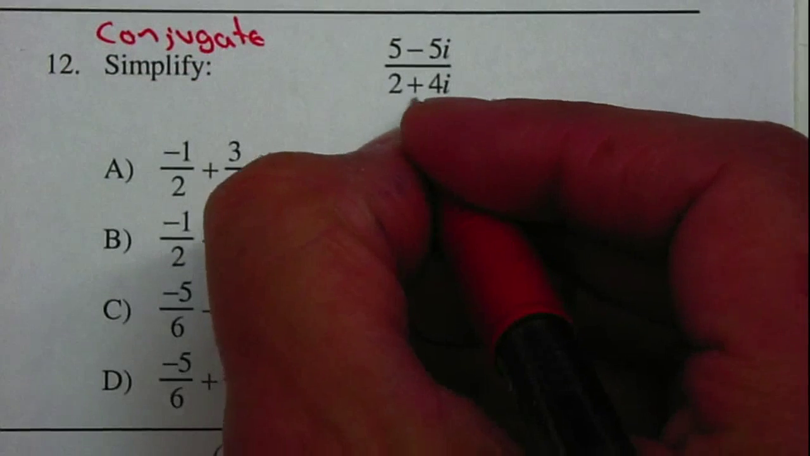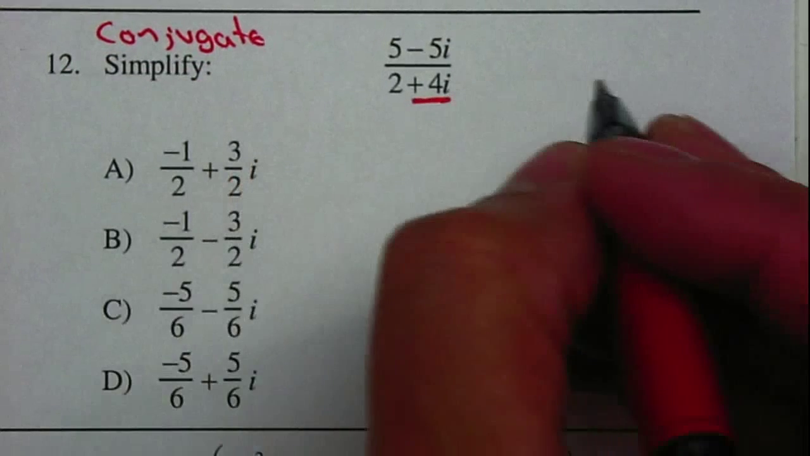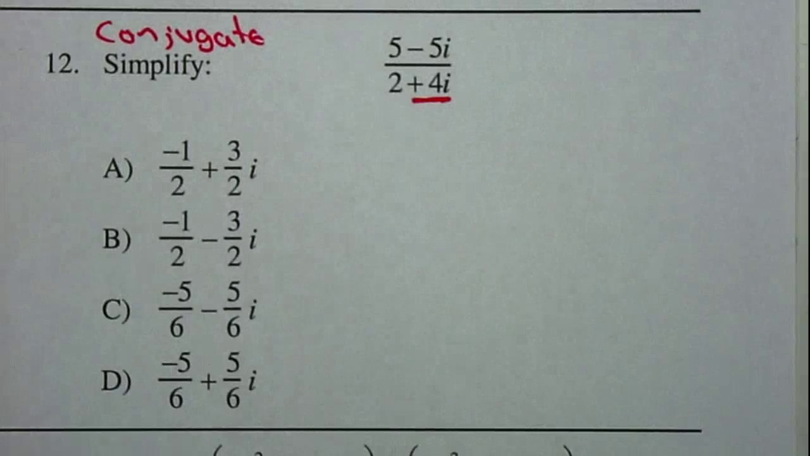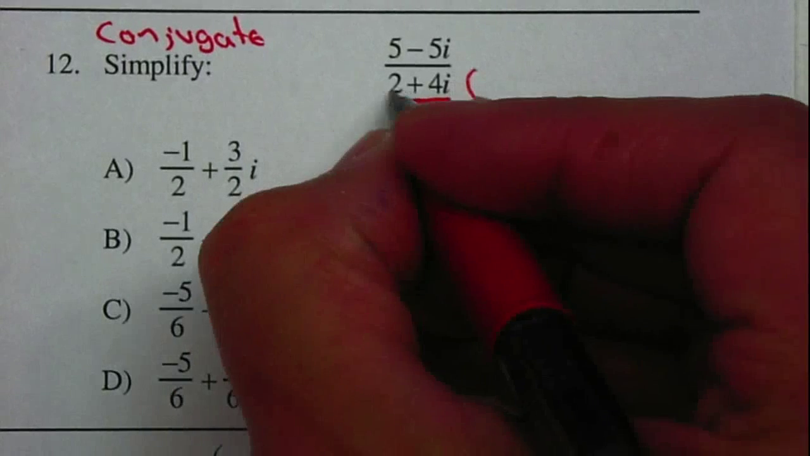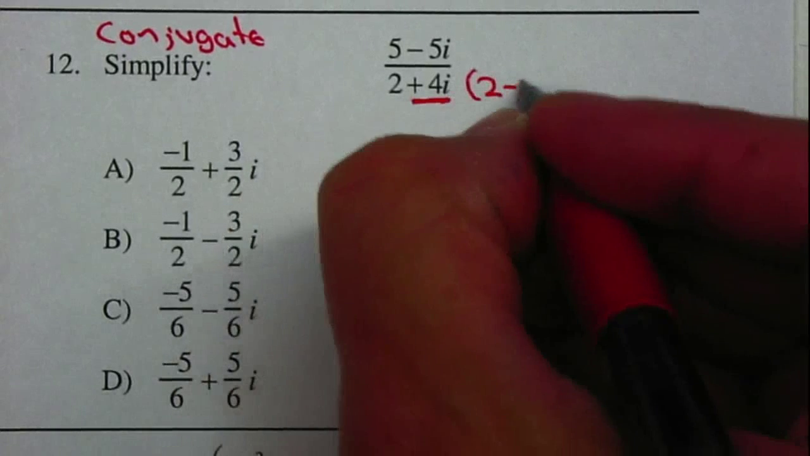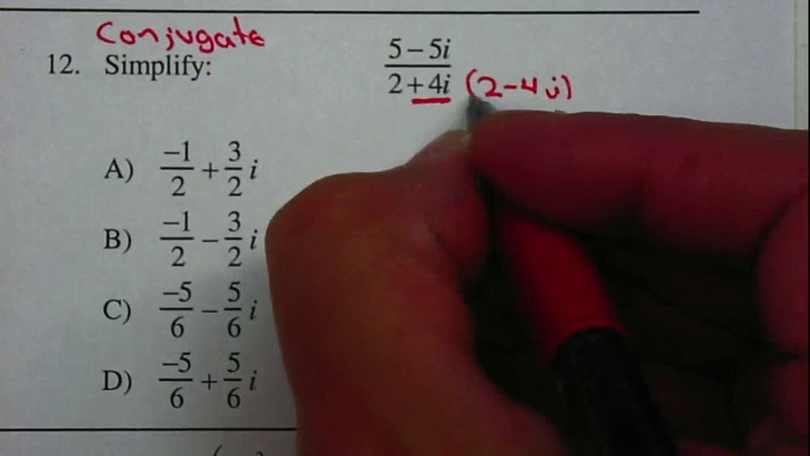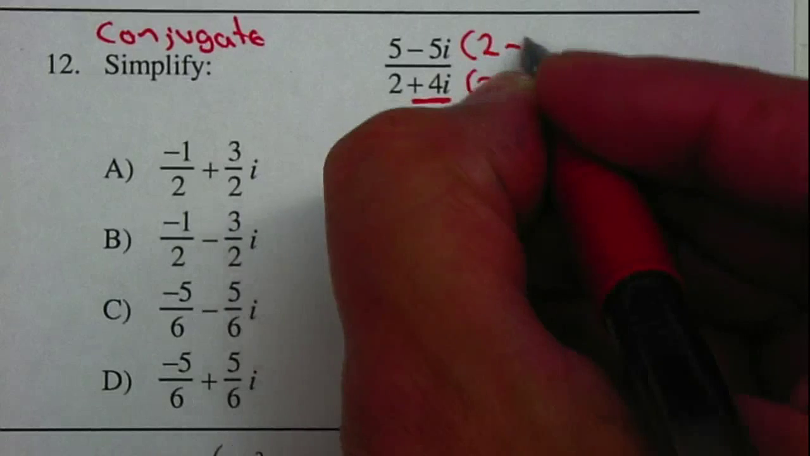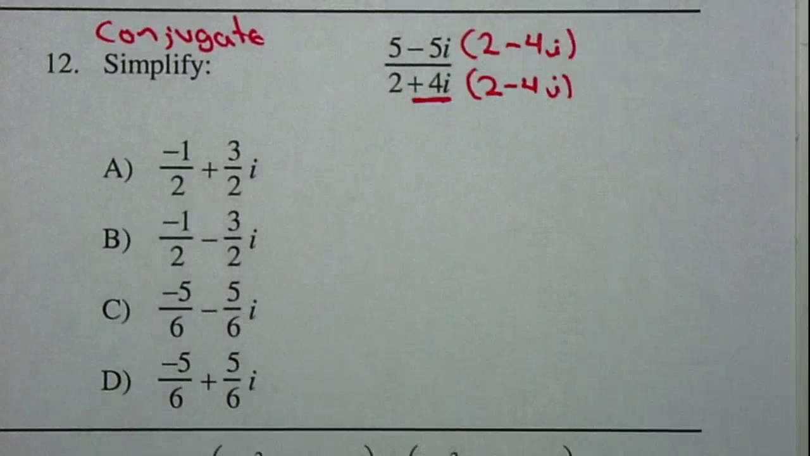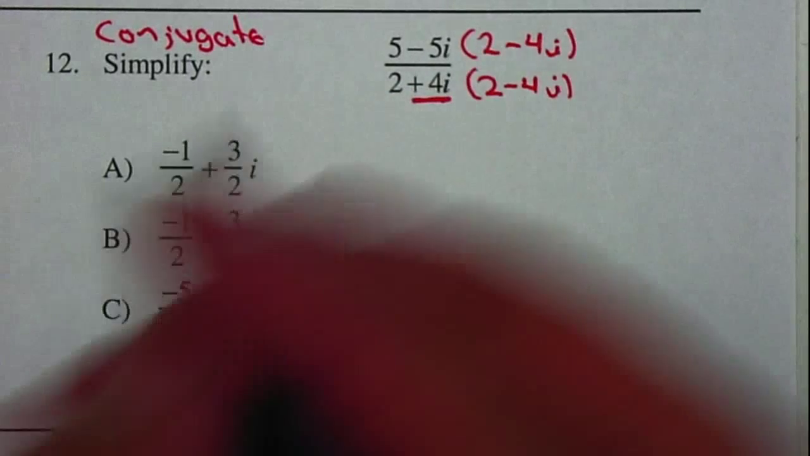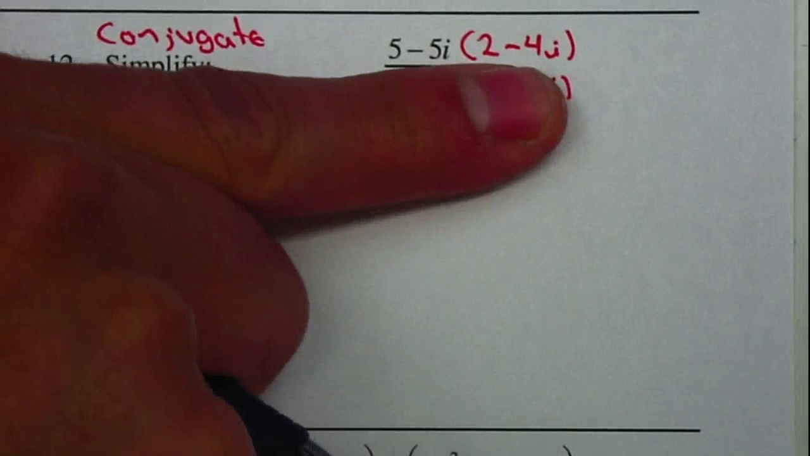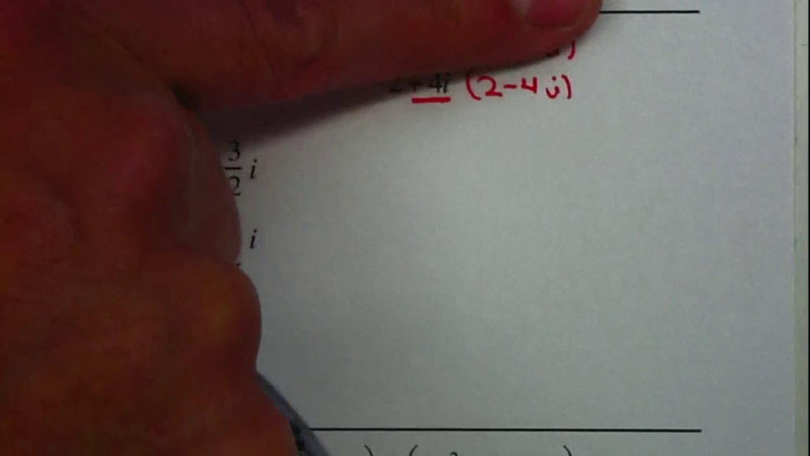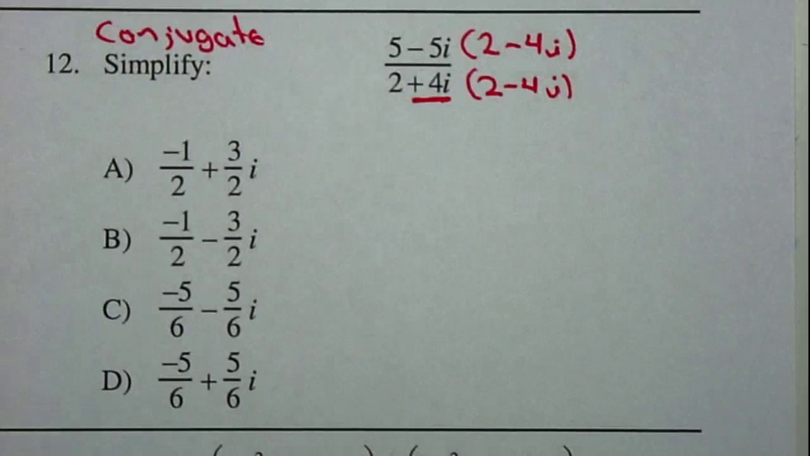The conjugate basically just changes the i on the denominator to the opposite, because that's the one that we want to cancel. So the 2 will stay the same, minus 4i. So the conjugate is 2 minus 4i. And I'm going to do the same thing on the numerator to keep my fraction equivalent. Now I'm just going to multiply. I'm going to use the distributive property twice on the numerator, twice on the denominator, and simplify.